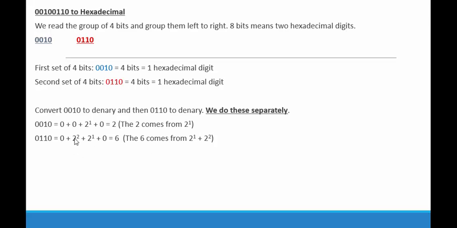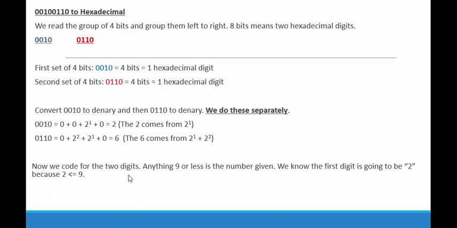Now, if you don't know where we're getting these 2 to the power of 1, 2 to the power of 2 from, you need to go back and look at how binary numbers work. If you do not understand how binary numbers work, you're going to have a heck of a time, if at all, understanding hexadecimal numbers. So now that we have this, we can work it out.